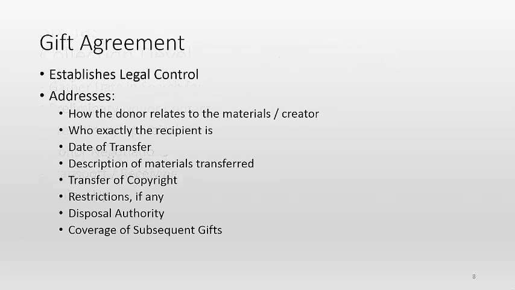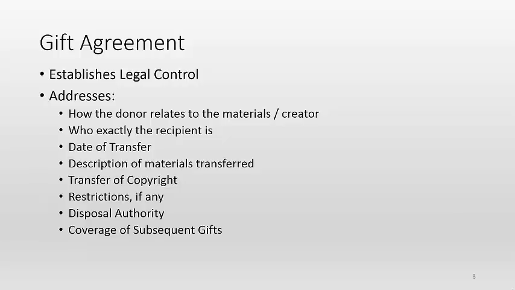Now, as I said earlier, the mechanism by which you acquire collections in the donation method is the gift agreement. The gift agreement is a legally binding contract between the donor and the repository. It establishes legal control over the materials. It also answers some questions. For example, it tries to deal with how the donor relates to the creator. This goes to the question of provenance, which we've not talked about yet. But it also answers the question, does the donor have the legal right to transfer copyright and the physical property?